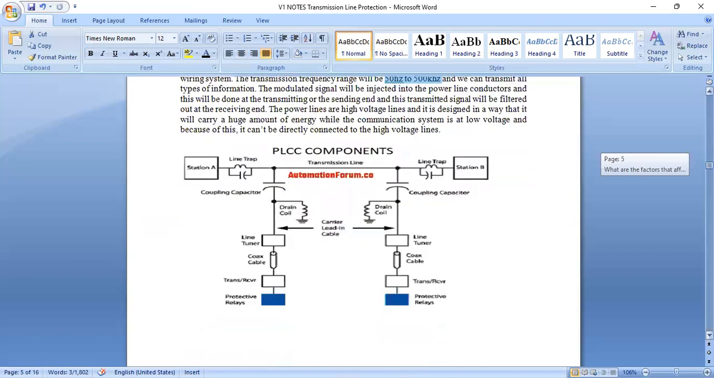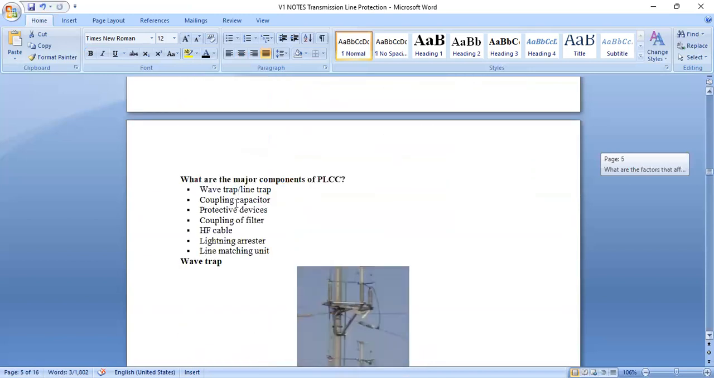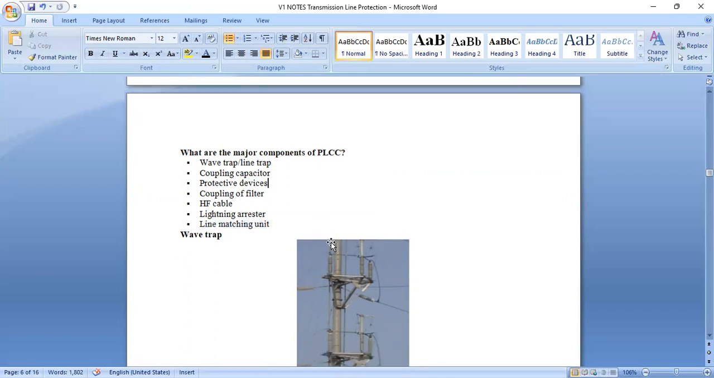Basically, in the PLCC, the first component is the wave trap, which is nothing but the line trap. Then coupling capacitor, then protective devices, coupling filter, high frequency cable, the lightning arrestor, and the line matching unit. So what is the function of these components? Then we will see the working of the PLCC.